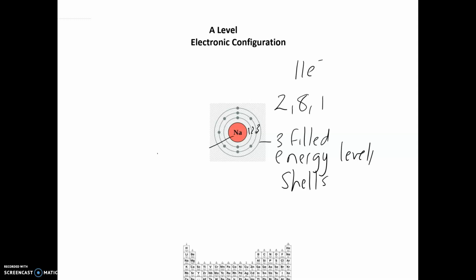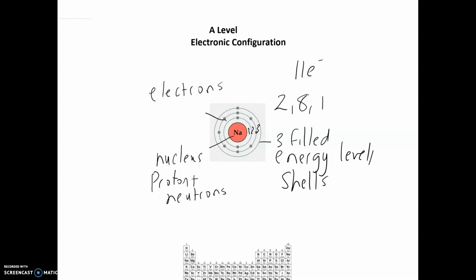Here in the middle you've got the nucleus, which has protons plus neutrons. Here you've got your electrons on the shells. We're going to look at how this electronic configuration is written at A level. That was a really quick whiz through for the GCSE, and I'll go through once more where you get the 2,8,1.